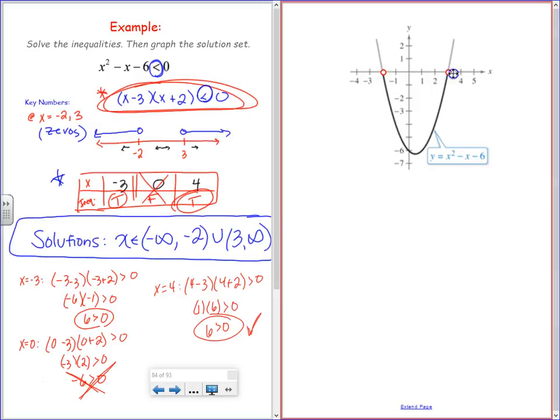Now hold on, wait, what's weird? I have the open. Uh-oh. Why are mine backwards? This one shows the inside, right? What's going on?